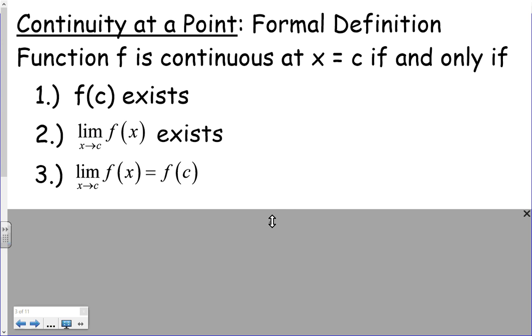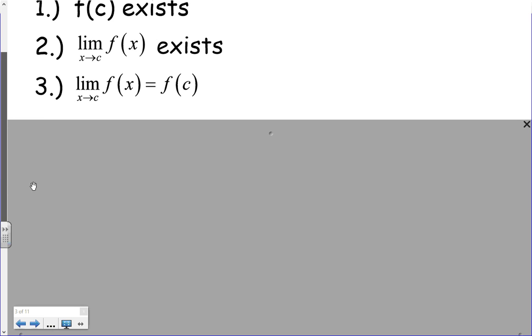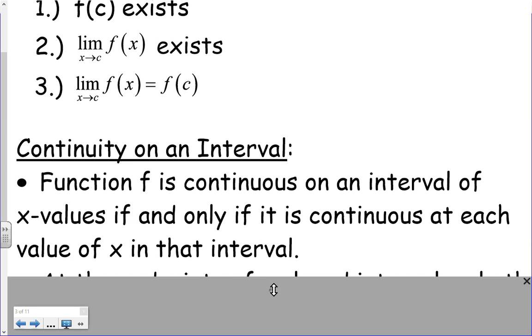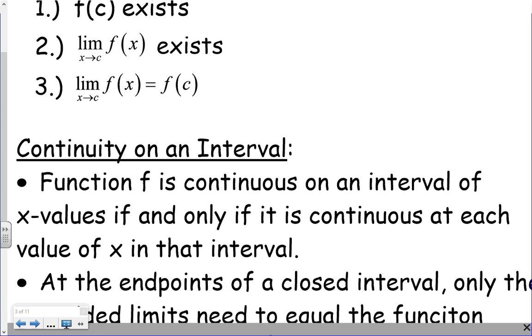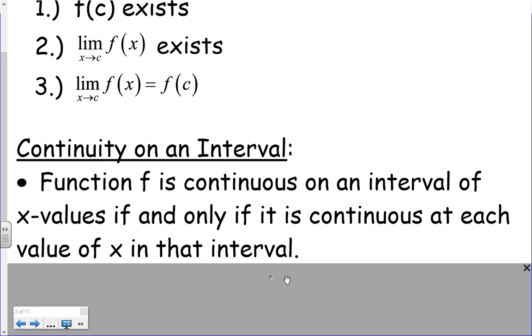We can extend this definition a bit if we want to talk about continuity over some interval. Continuity on an interval just simply means that you have a function f that's continuous on an interval of x values if and only if it is continuous at each value of x in that interval. Function f is continuous on an interval of x values if and only if function f is continuous at each value of x in that interval. So you got to consider continuity at every single point in order to guarantee that.